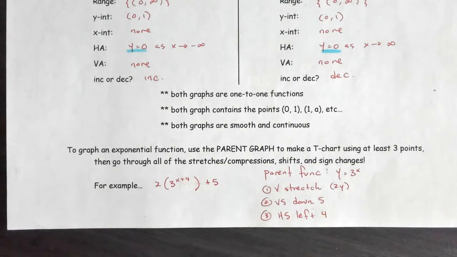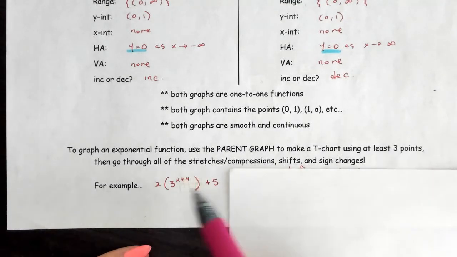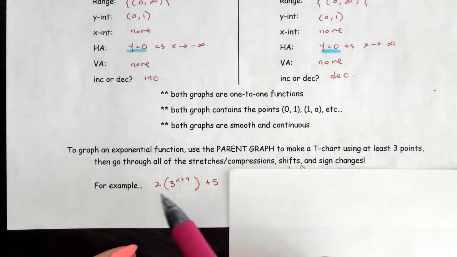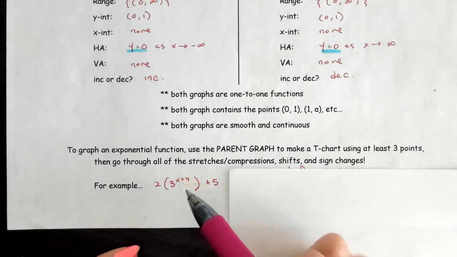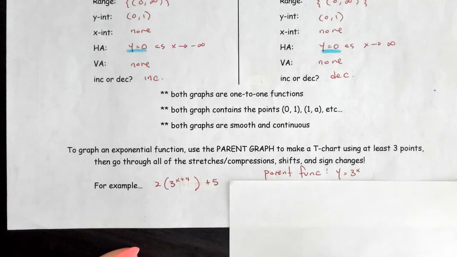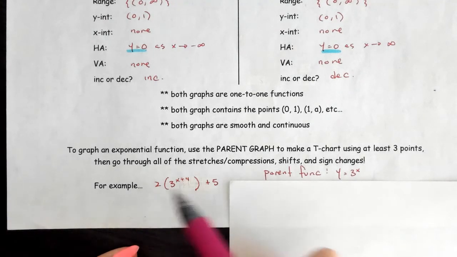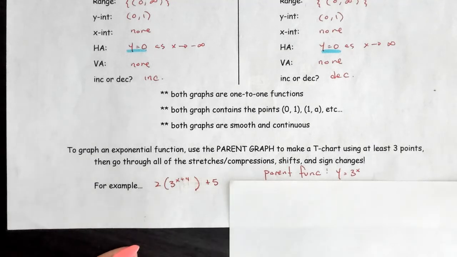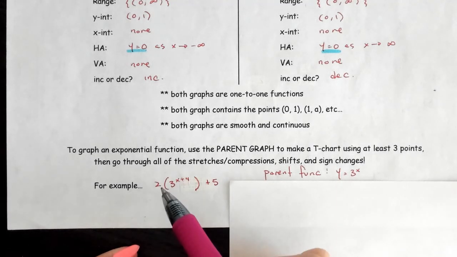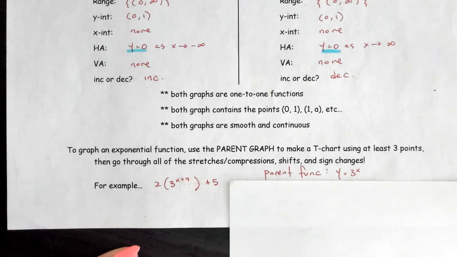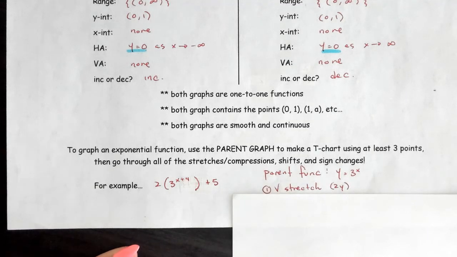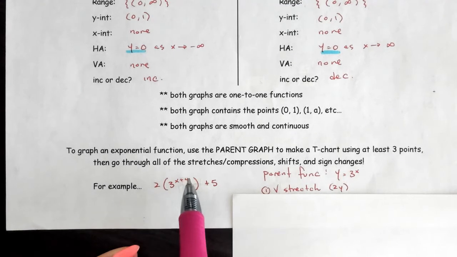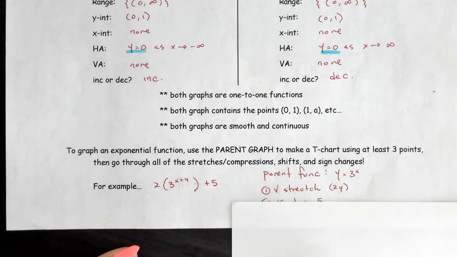So, for example, let's say you have something like this and you're like, what the heck? What do we do? Well, what is the parent function? You have to specify the parent function is y equals 3 to the x, right? Because it's really 3 to the x power. All right, well, what's the 2? The 2 is a vertical stretch, so 2 times y. What is the 4? The 4 is a horizontal shift to the left.